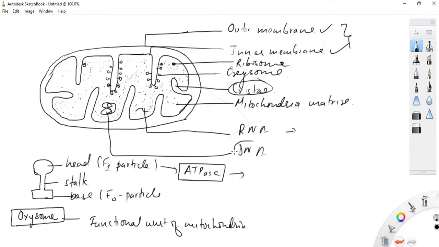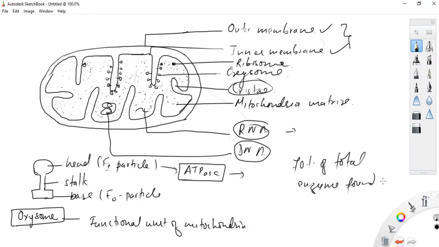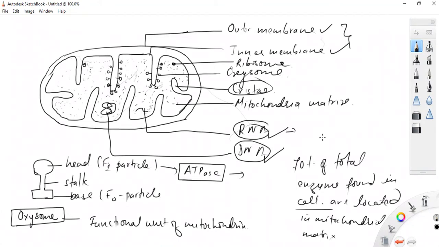Did you see DNA inside it? Do you see RNA? Yes, sir. Okay. 70% of the total enzymes found in the cell are located in the mitochondrial matrix. That means the mitochondrial matrix has DNA, RNA, and enzymes.